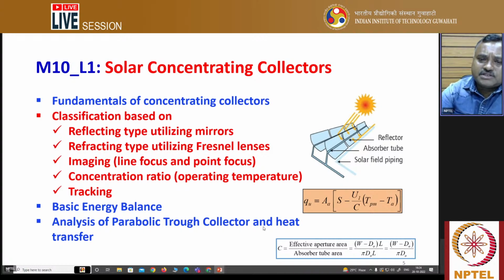The analysis of parabolic trough collectors and heat transfer characteristics were also presented. This is how we represented the concentration ratio, which is defined as the effective aperture area to the absorber area. For a parabolic trough, this can be represented as C = (W - Do) / (pi Do). W is the width, if we draw a line from here to here, and Do is the outer diameter of this tube. That's how C is defined.